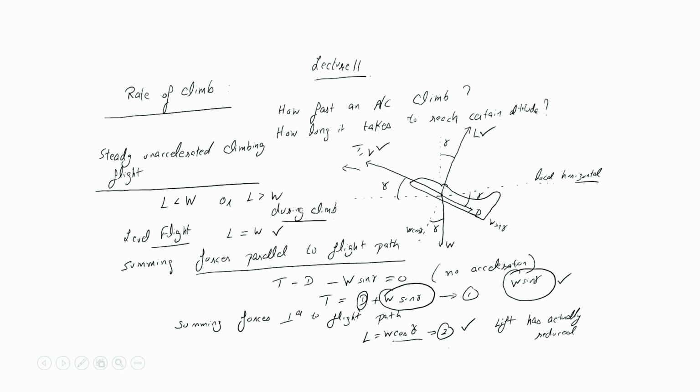Now equations 1 and 2 are called the equations of motion for climbing flight. Previously we had written equations of motion for steady level flight, and now these equations 1 and 2 are the equations of motion applicable for climbing flight.